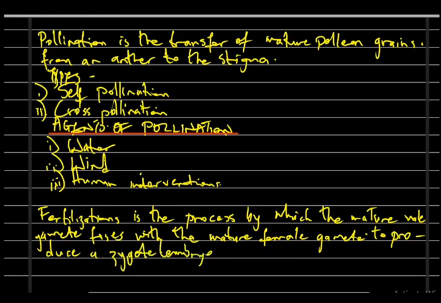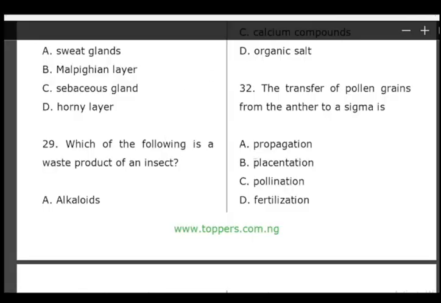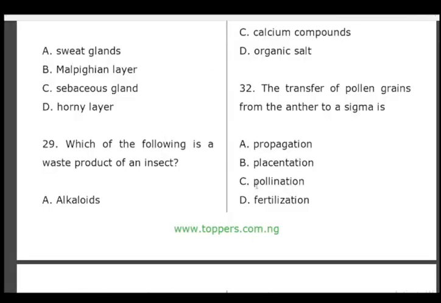Embryo. That is basically what fertilization is talking about. So we can now see that the answer to our question there is option C.